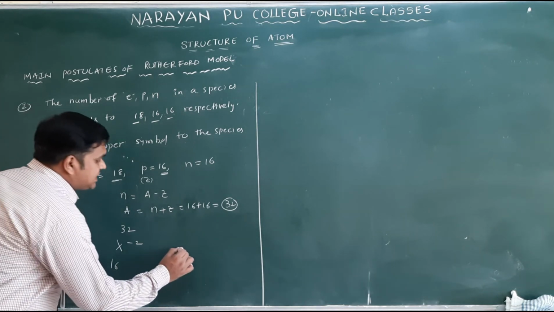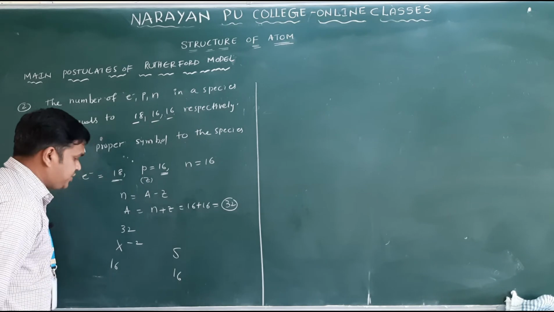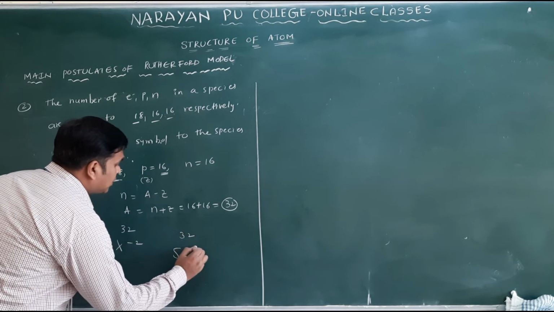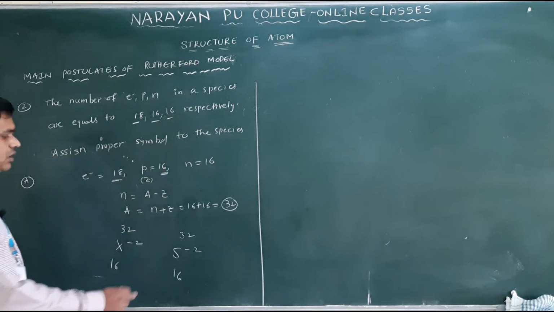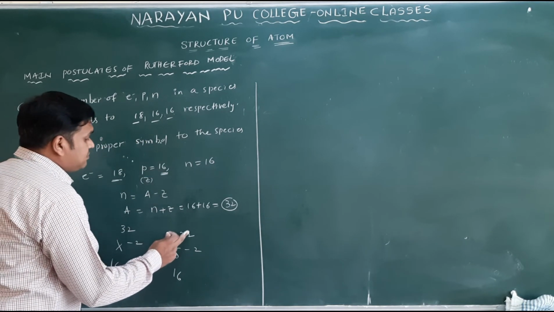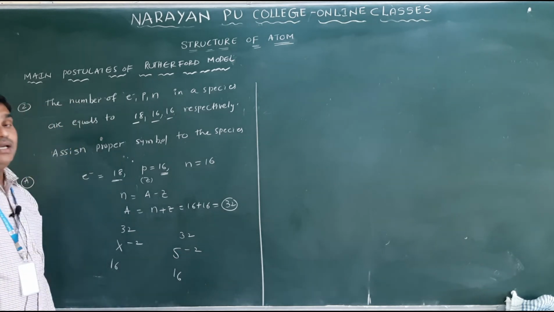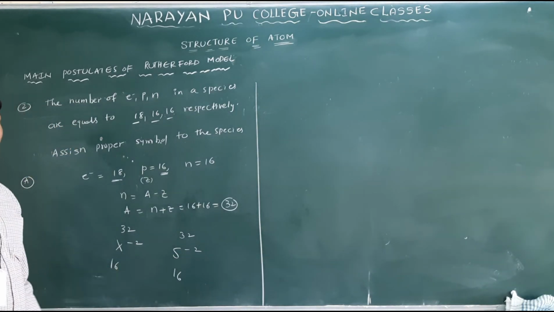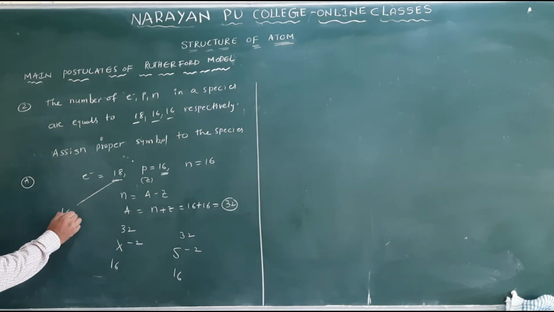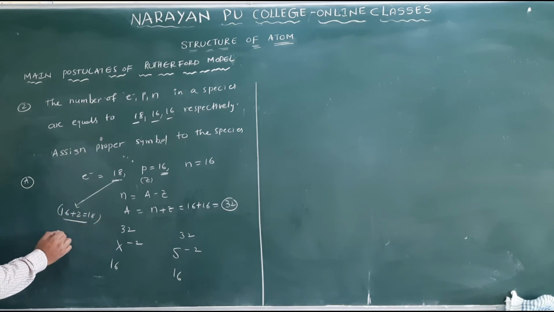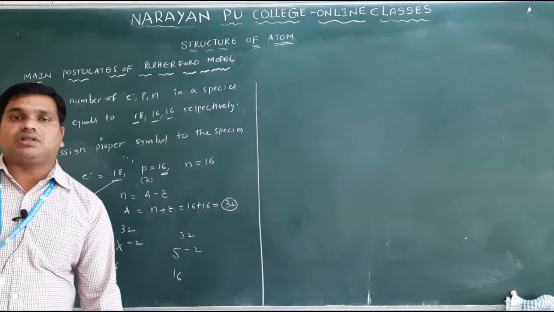In the next place I will write sulfur. Sulfur atomic number how much? 16. Its mass how much? 32. What is the charge? Minus 2 only. So assign the proper symbol. The symbol is sulfur, and the mass number is 32. Protons are 16. How many electrons are there? 16 plus 2, that is 18 electrons. So it gained 2 electrons only. In this way we have to assign the symbol for the element.